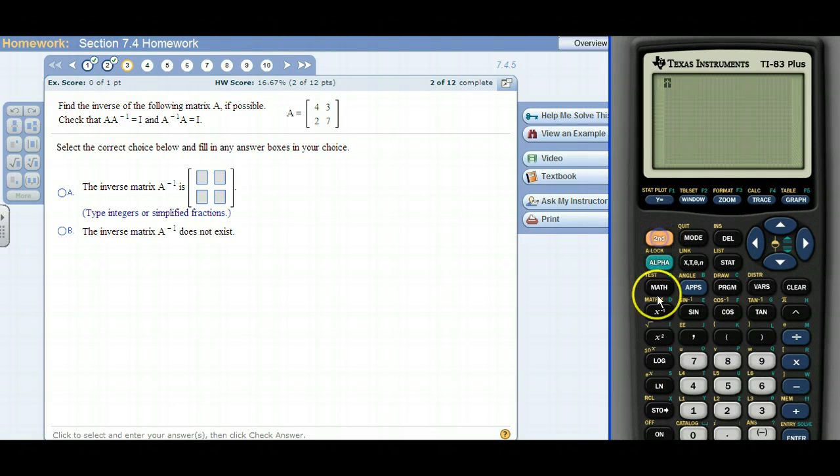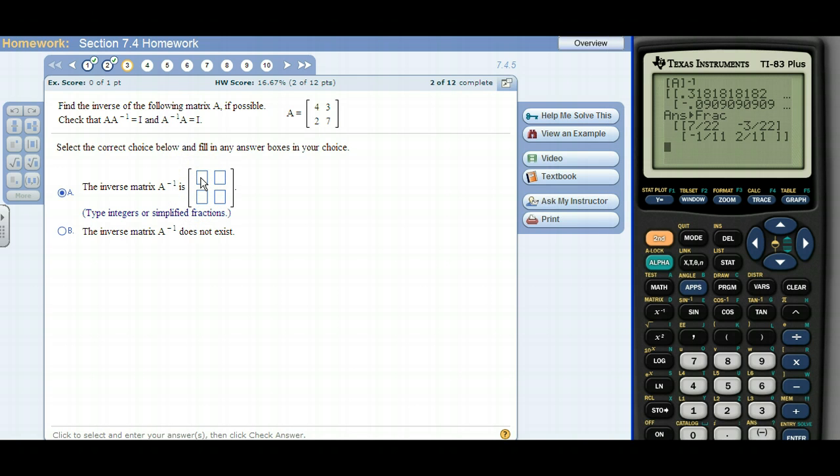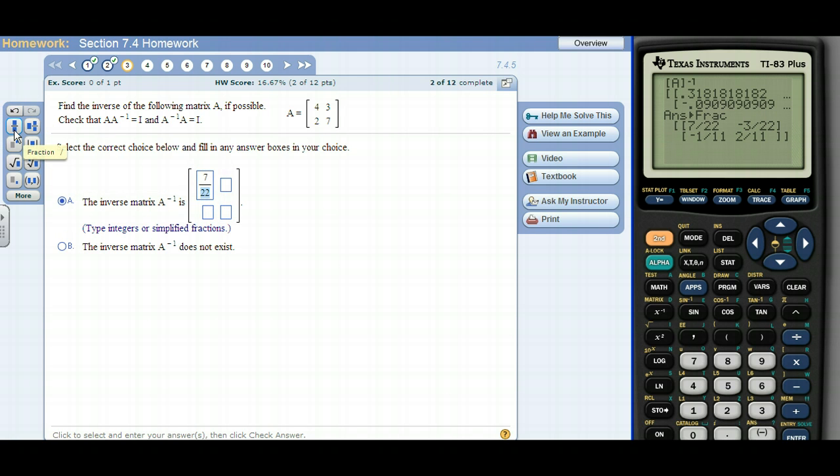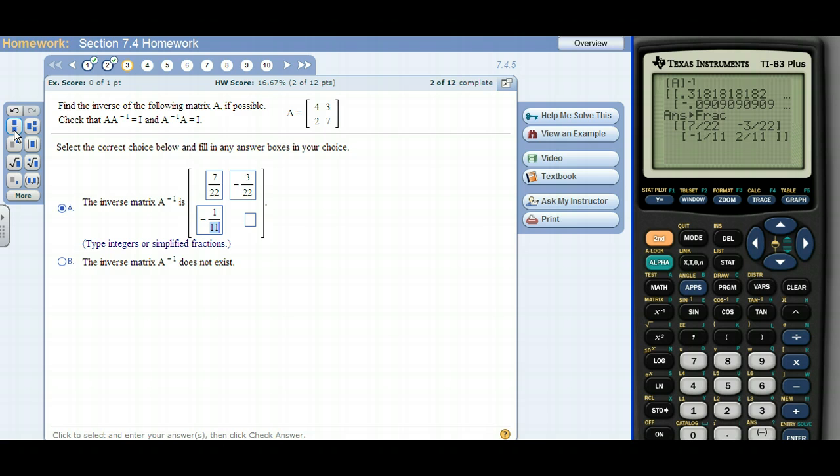A lot of times the inverses of matrices have fractions involved, so when you see decimals like this, press the math button and change it into a fraction. Always give me fractions, and always give MyMathLab fractions. So there's your answer: 7 over 20, negative 3 over 20, negative 1 over 11, and 2 over 11.